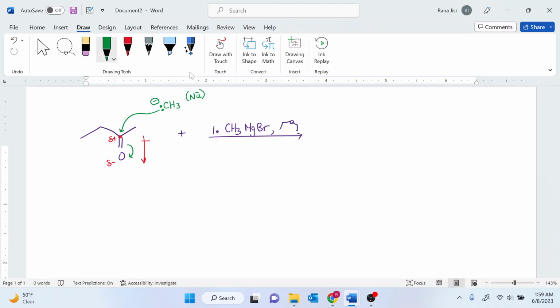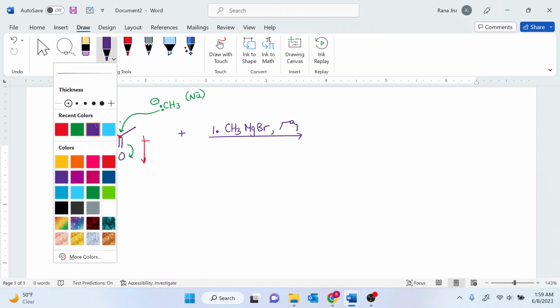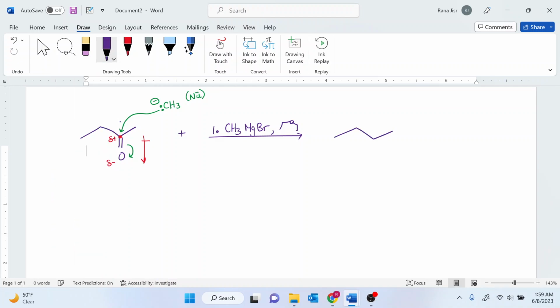So what I'm going to end up getting in this case is a simple addition. This is an addition reaction. You added the CH3 over here, and you formed a negative charge on the oxygen. Now we're done with the Grignard. The Grignard added, so I don't need this anymore.